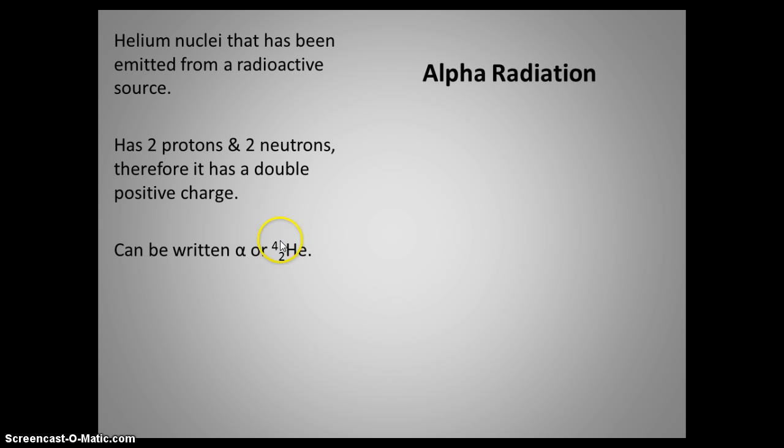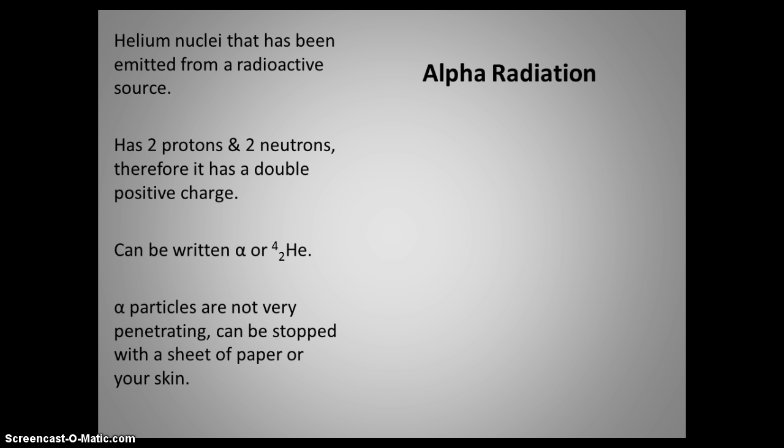This 4 should be directly over the 2, but because of Microsoft typing, you can't put the 4 directly over the 2. Alpha particles are not very penetrating. They can be stopped with a sheet of paper or your skin, so this is going to help contribute to your melanin darkening, sorry.